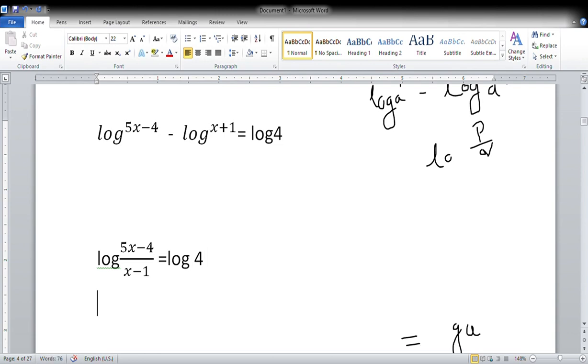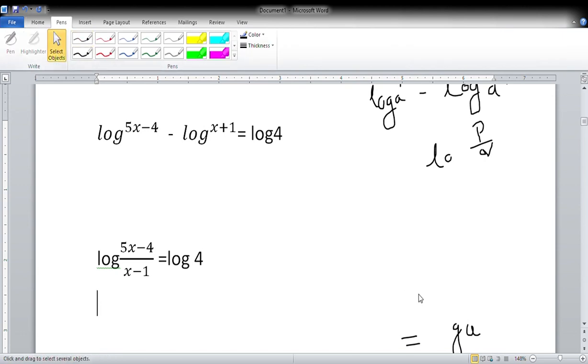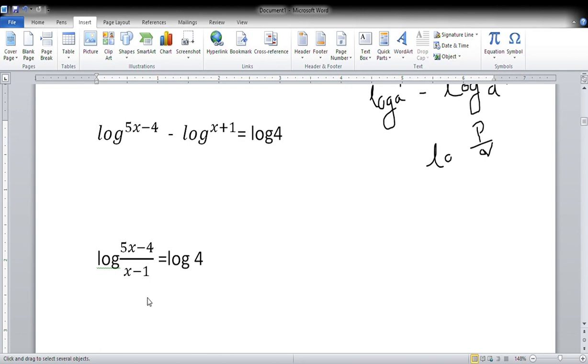So 5x minus 4, just a minute, I have to delete those things. It will be easier for me to understand. It's irritating for me. Just a minute.